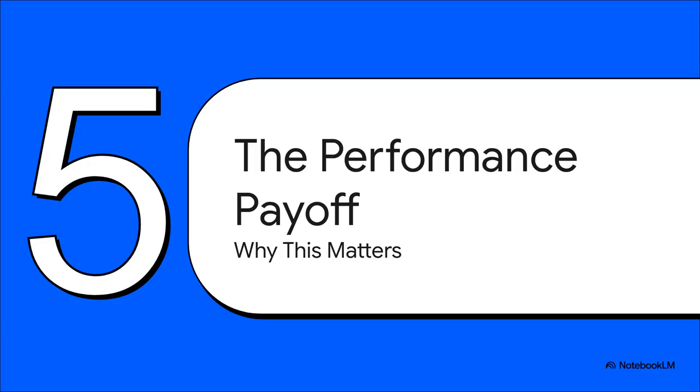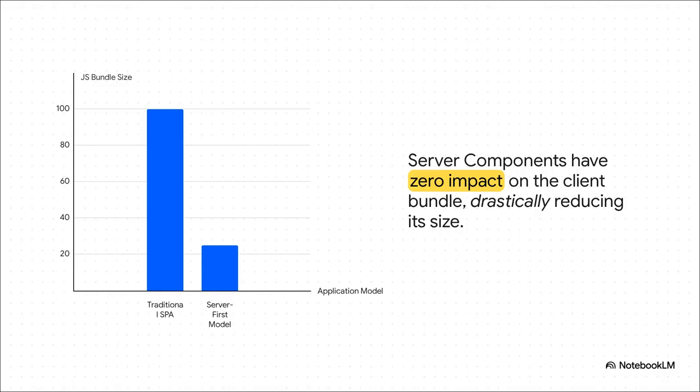Okay, so we've learned all these new rules, these new patterns. Why are we doing all this? It all comes back to one thing, the performance payoff. This is the whole reason for this massive architectural shift. And believe me, the difference this makes is just night and day. If you look at a traditional single-page app, you often end up with this enormous JavaScript bundle. But with this new server-first model, because the vast majority of your components now contribute literally zero bytes to that bundle, the final package you send to the browser is just drastically smaller. It's not even a close comparison.